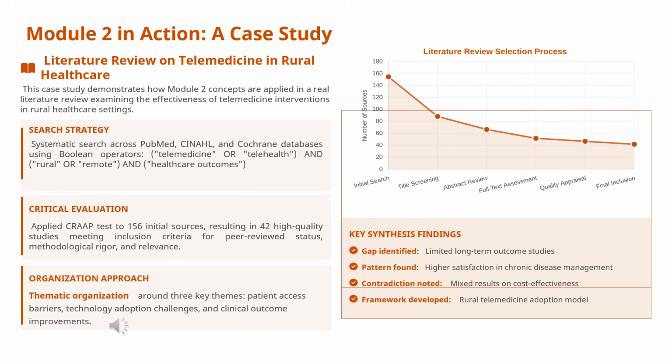And one such way to go about that is the use of critical evaluation. You apply the CRAP test in terms of the currency, relevance, authority, accuracy, and purpose of the sources. And this will result in bringing the number down to high quality studies that meet the inclusion criteria for peer review status, methodological rigor, and relevance.